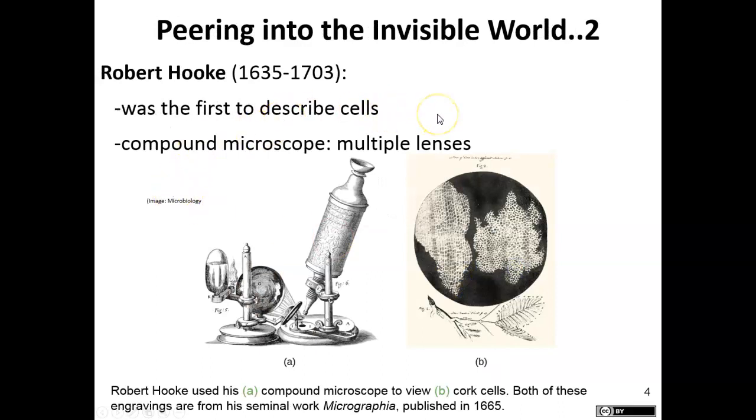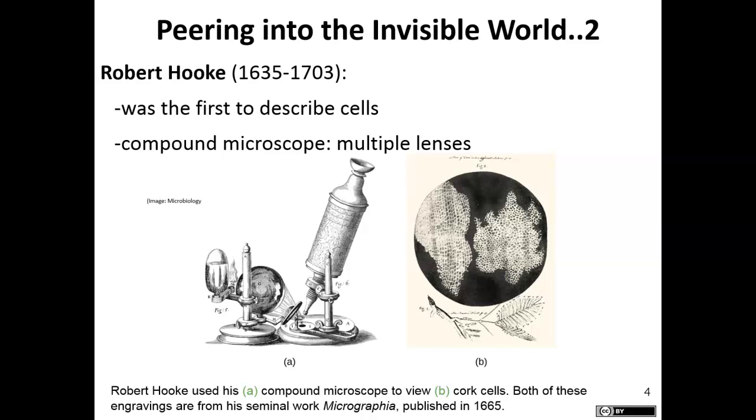Robert Hooke was one of the first individuals to describe cells. He's actually the one that coined the term cell when he was looking at cork. When he looked at the cork, he noticed that the structures in the cork looked similar to the cells in the monastery. Those cells were where the monks stayed. That's where their little room was, where they would have their bed and their desk for studying and stuff. And so he coined the term cell.